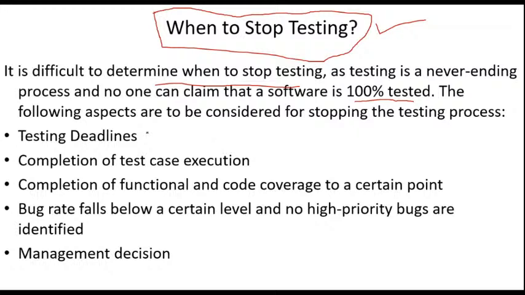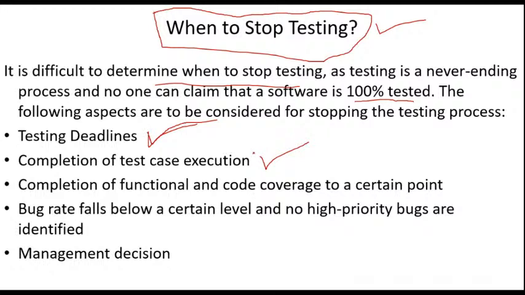So what are the scenarios? Like testing deadlines. As per the testing deadlines, this was our plan, like in 4 months we have to deliver the project. So as per the testing deadlines, you followed the schedule. This is one scenario. As per the software testing schedule you followed, the testing is completed.